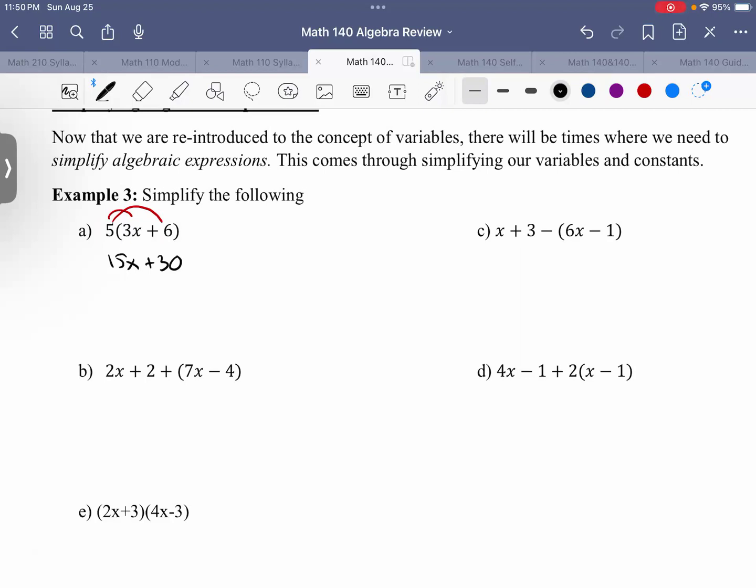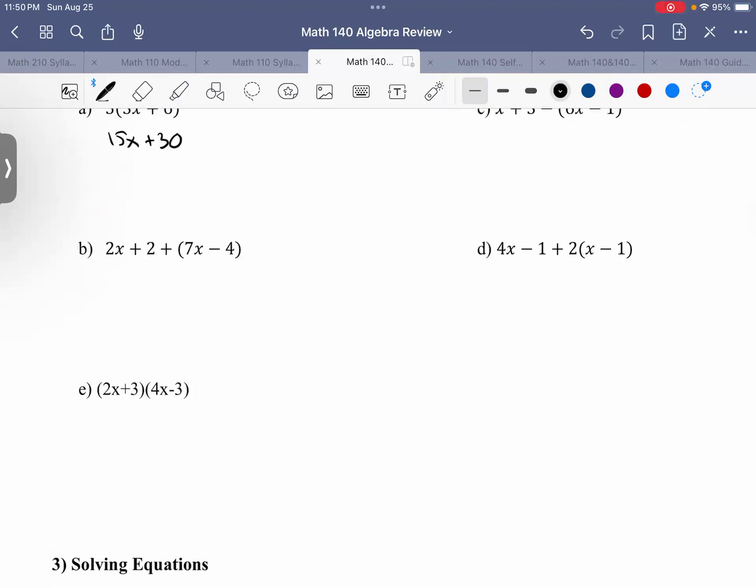Okay, let's check out part B. Part B is 2x plus 2 plus 7x minus 4. This is just 2x plus 2, and this is just plus 7x minus 4. We have like terms here, the 2x and 7x, and the 2 and negative 4, and we're going to combine these like terms. Don't worry about the x; it's not going to be x squared or anything like that. Just worry about the number attached to it. So this would be 2 plus 7, which is 9x. The x stays the same. We're just worrying about the number in front of it, the coefficient, if you remember that word. Then we have 2 and negative 4, so that would be 9x minus 2.